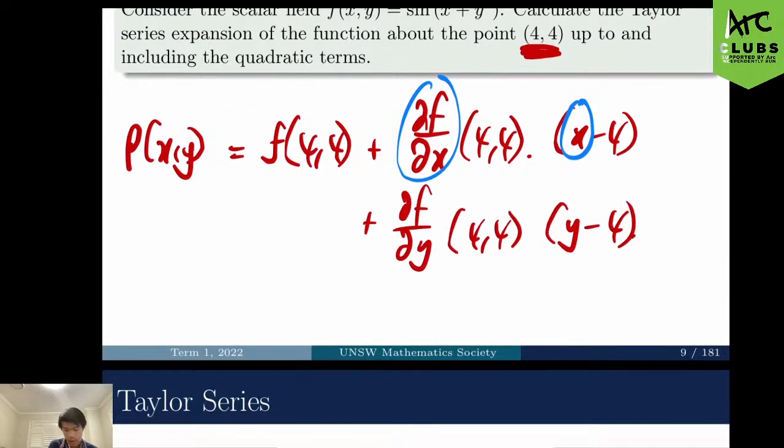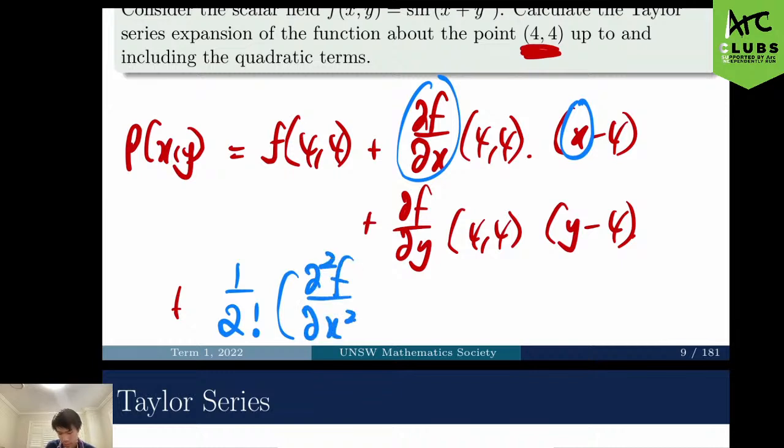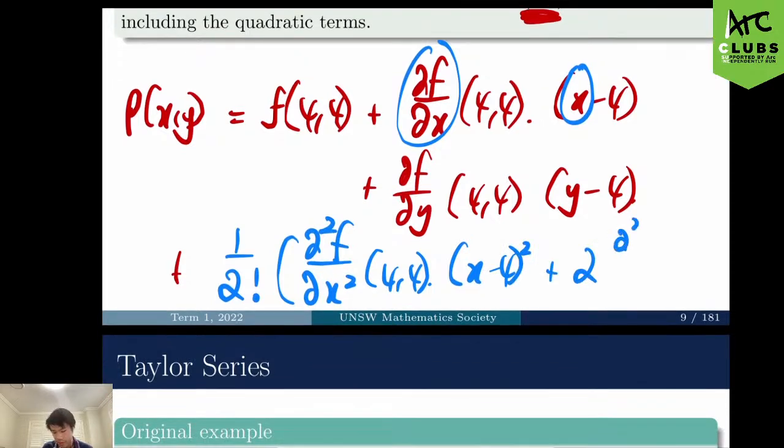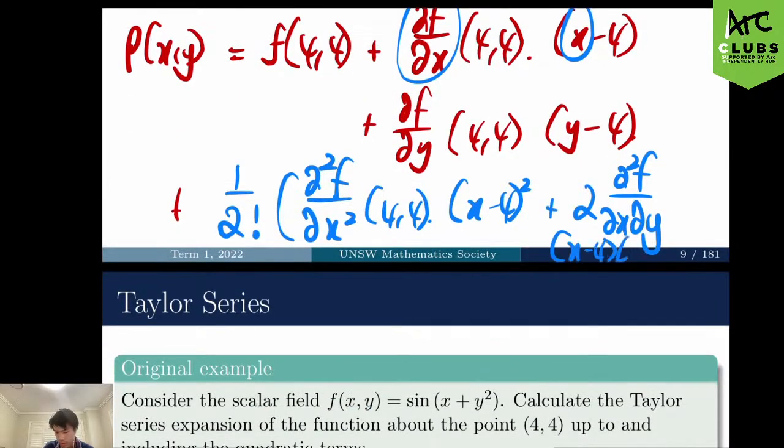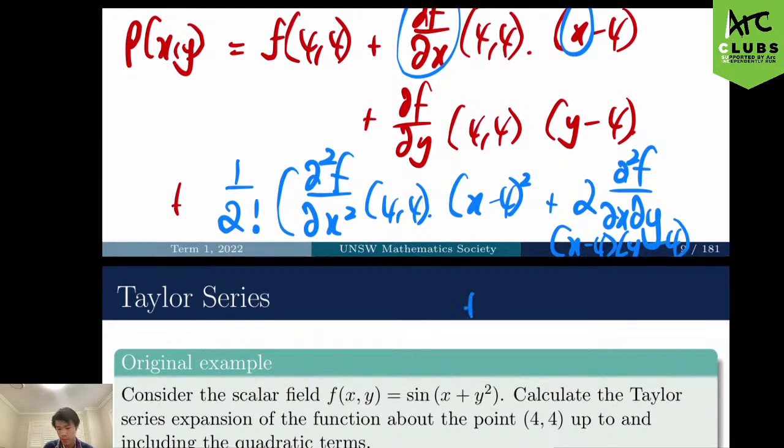And you keep on going. There's a nice way to remember this. Same as single variable functions, we've got 1 on 2 factorial, all of that times the second derivative here, and hopefully you can remember that it's going to be x minus 4 squared. Then we'll have 2 times the mixed derivative, and then x minus 4 times y minus 4. And then you'll have d squared f dy squared, times y minus 4 all squared.